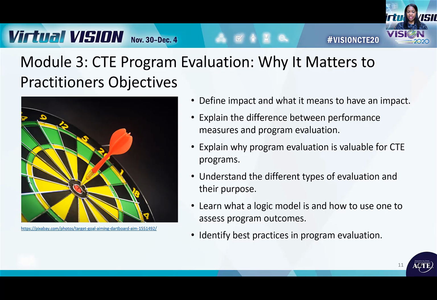Examples of best practices in program evaluation will also be shared so that you can see real examples of this at work.